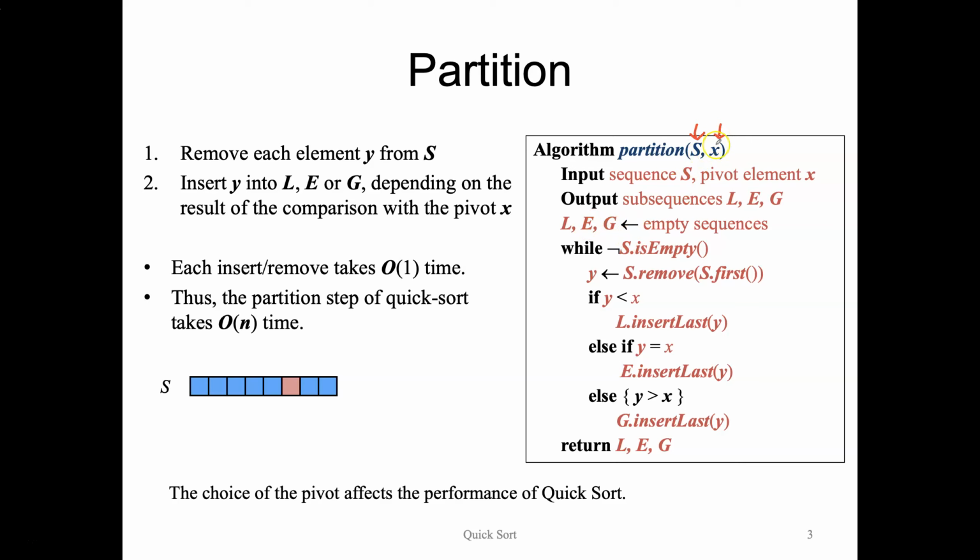So given this pivot item, we're going to compare the next item in our sequence S. We'll just start at the beginning and work our way through and compare that item, let's call it Y, to whatever our pivot is. And if it's less than it, we'll put it in list L. If it's equal to, we'll put it in E. And if it's greater than, we'll put it in G. And then return those three lists. And these are the three lists that we're going to work with next.